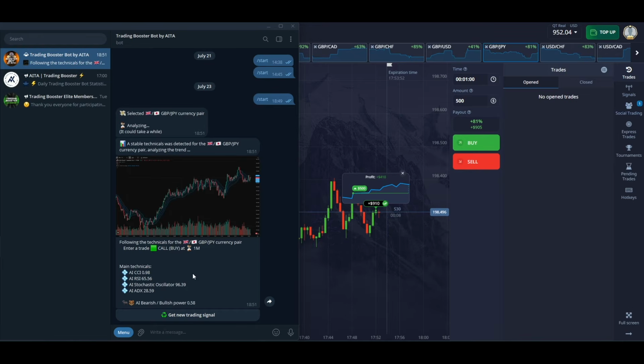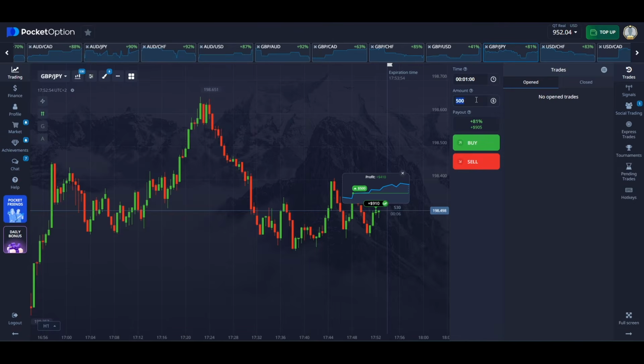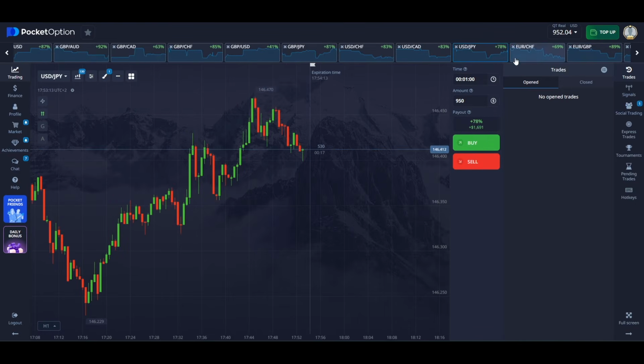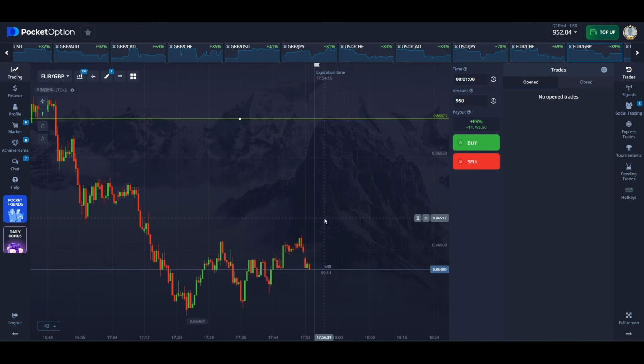Alright, I suggest we open another trade with the booster bot, this time for $950. Yeah, really, today I'm going all in. Let's see how many such trades I can make. And for that, I'll need to pick profitable currency pairs. So I'll be choosing them very carefully, and it's better to skip some pairs and not open trades on them at all.